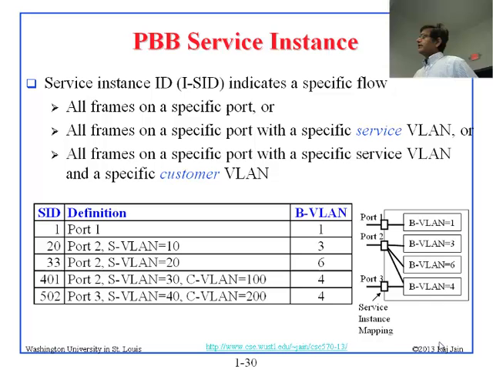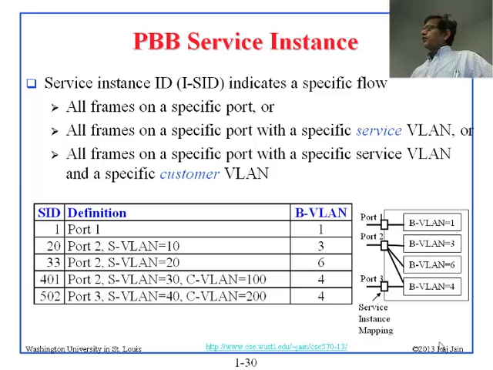Here's an example. Anybody who is coming on port 1 goes to SID 1, and anybody who comes on port 2 with SVLAN 10 gets the service 20. Anybody who comes on port 2 with SVLAN 20 gets the service 33. Anybody who comes on port 2 with service VLAN 30 and the customer VLAN of 100 goes to service 401. Obviously you could not put something that doesn't make sense. For example, if I put a 20 here, that doesn't make sense, because they would have gone to 33 and would not even come to this line. So the way I have prepared this table is so that these are all exclusive.